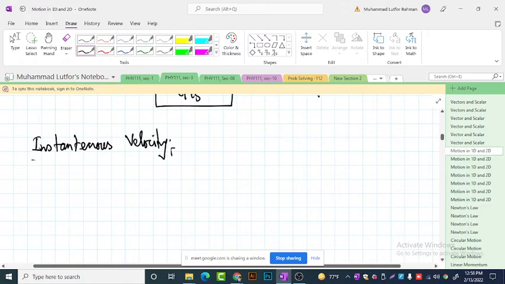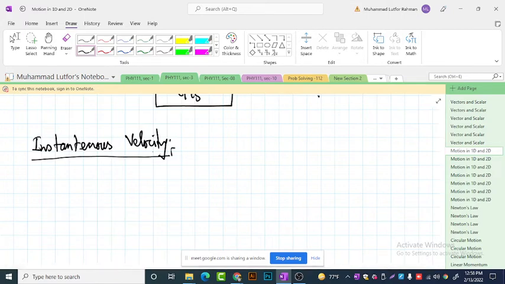Sir, for average speed, did you say total time or change in time? It's the total time. Okay, sir. Average speed is actually total distance divided by total time. Total time, if you take the difference of those, that will also give you the total time.